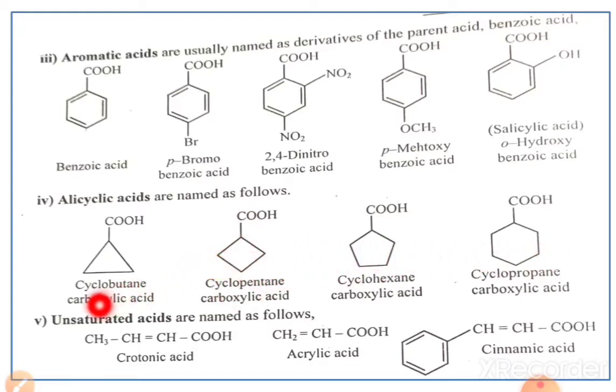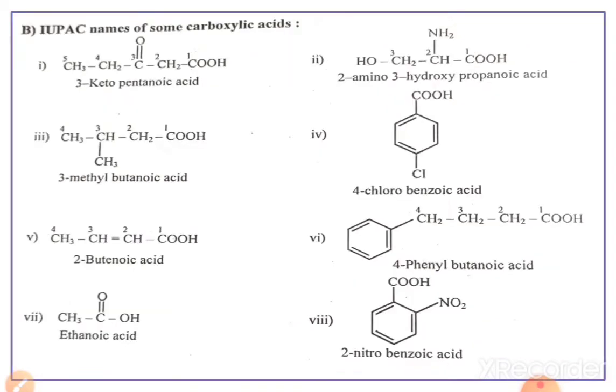Okay, now next the unsaturated acids. The unsaturated acids are named as follows. This is crotonic acid, that means CH3 CH double bond CH, C double bond OH. This is acrylic acid, CH2 double bond CH, C double bond OH. And another one is cinnamic acid, that means C double bond OH, CH double bond CH, and here a phenyl ring.